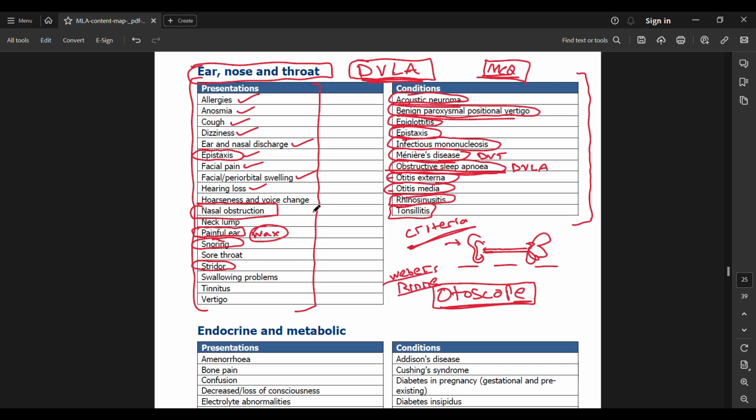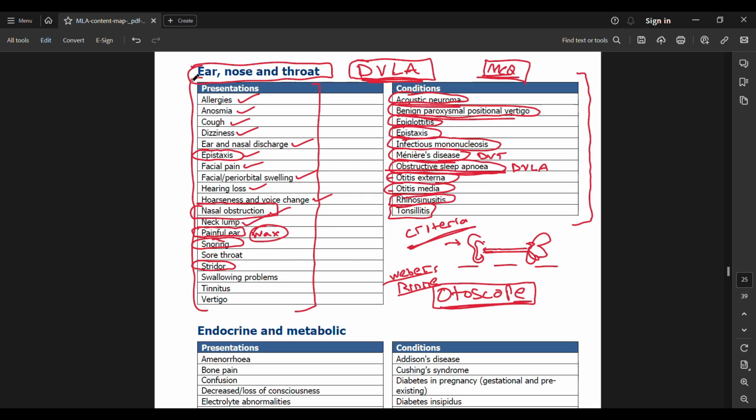Next, you have your hoarseness and voice change. Could be hoarseness of voice after a thyroidectomy. Could be hoarseness of voice due to some other reason, so just make sure you do the DDs here as well. Nasal obstruction, nasal polyps, congestion, right? Next you have your neck lump, could be a thyroid problem, could just be lymphadenopathy, right? So make sure you examine the neck.